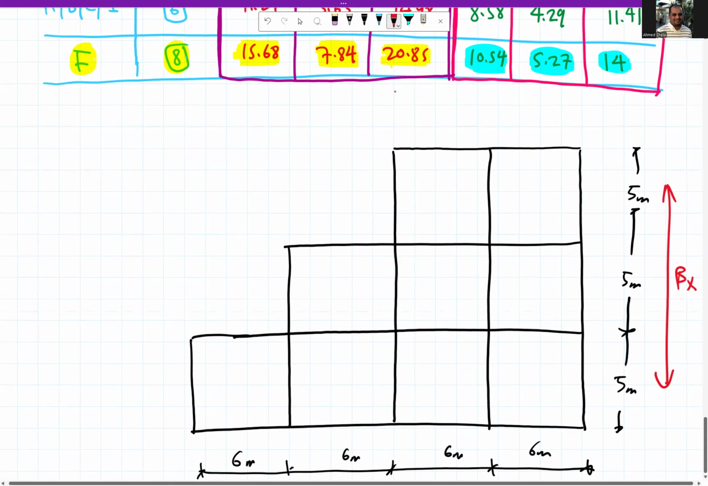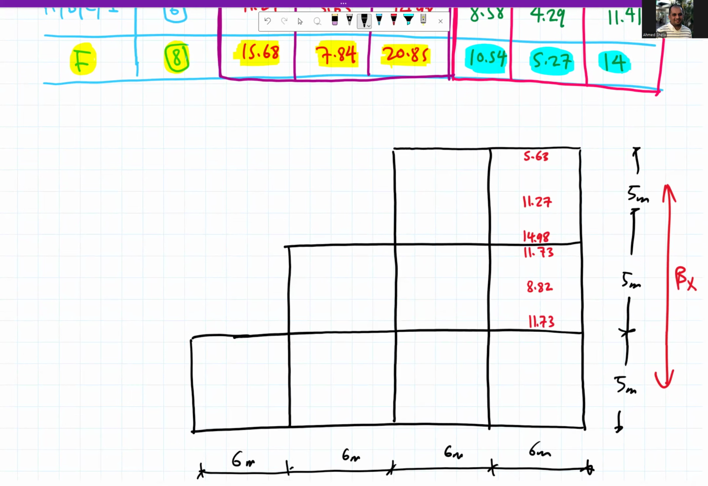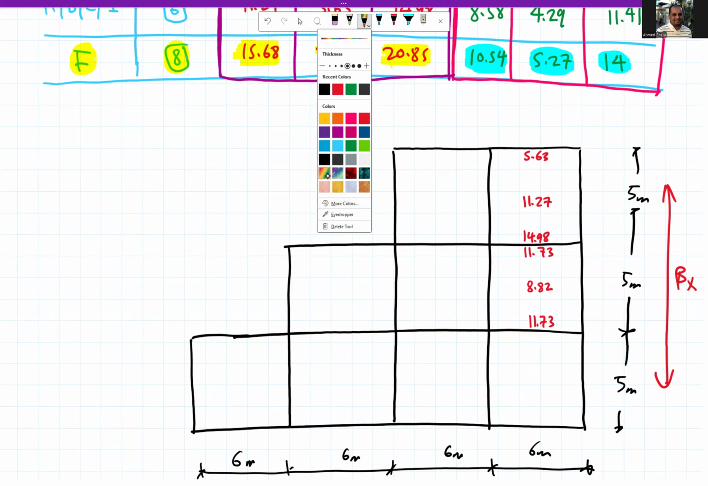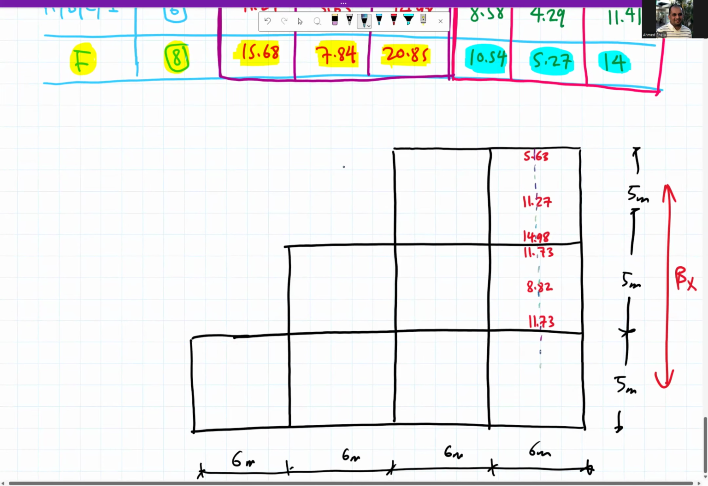So we have here 5.63 and 11.27 and 14.98 and here 11.73, here 8.82 and 11.71. So we have this strip here and I put the moment on this strip. So each direction has this 3. So this is for the beta x direction.